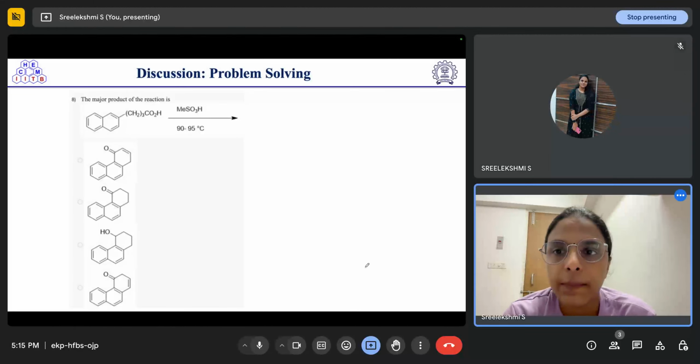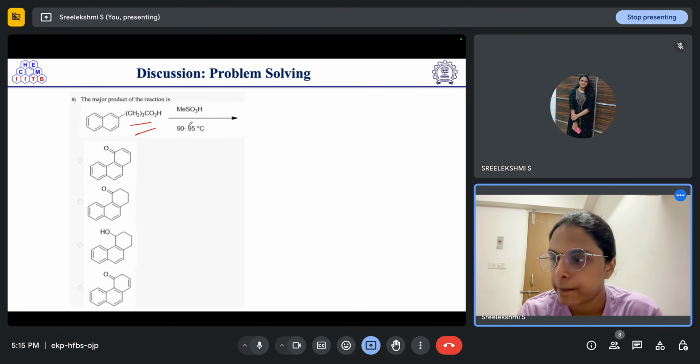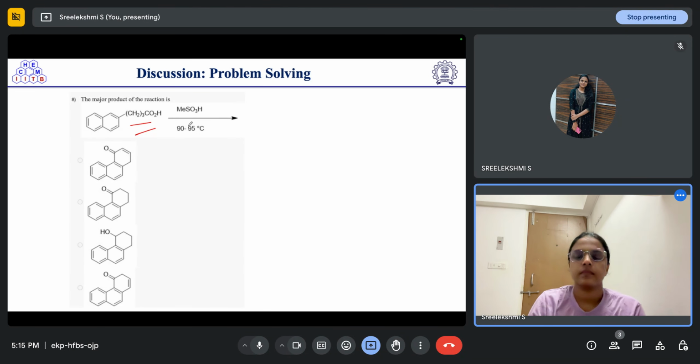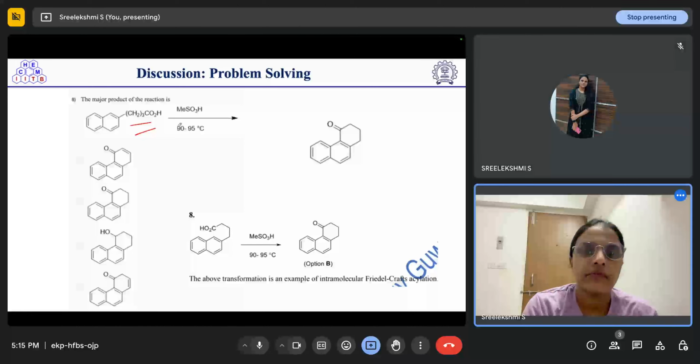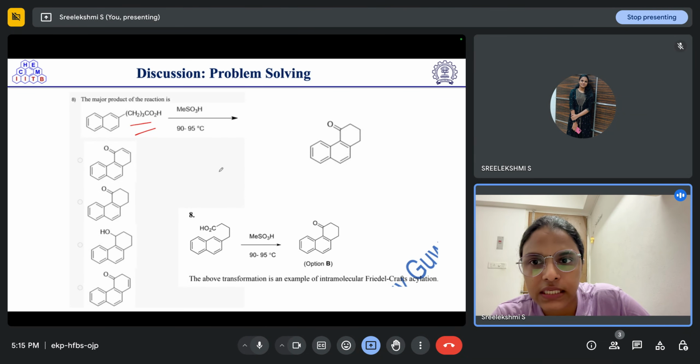Moving to the next question, the major product of the reaction, this particular compound upon treatment with this methane sulfonic acid at 90 to 95 degrees Celsius, which is the major product. So here, this is an example for intramolecular Friedel-Crafts acylation.